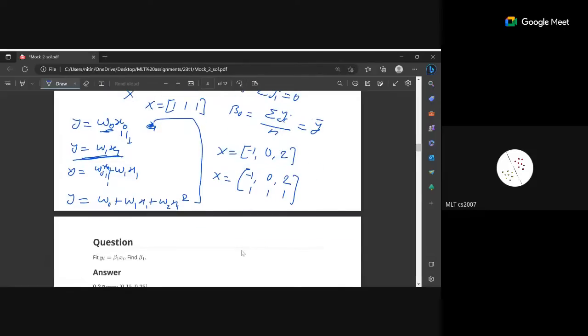And what about this model? What will be X in this case? Okay, so this corresponds to W0, this corresponds to W1, that you need to take care of, right?